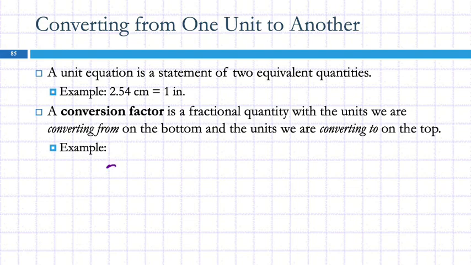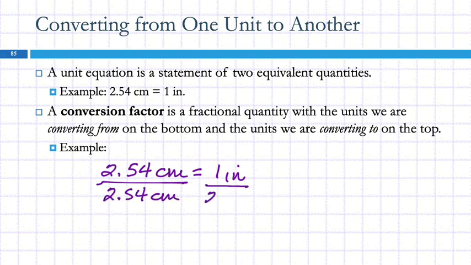So what we can do, take this 2.54 centimeters is equal to 1 inch. So that's an equality. If I do the same thing to both sides of that, it's still equal. So what if I divide this side by 2.54 centimeters, and I divide that by 2.54 centimeters? Well, what happens over here? 2.54 divided by 2.54 is 1, right? Those cancel out. And centimeter divided by centimeter is 1. And so this is numerically equal to 1.